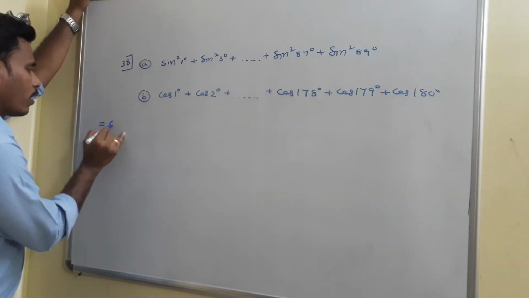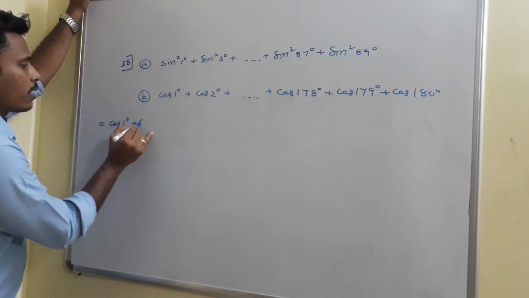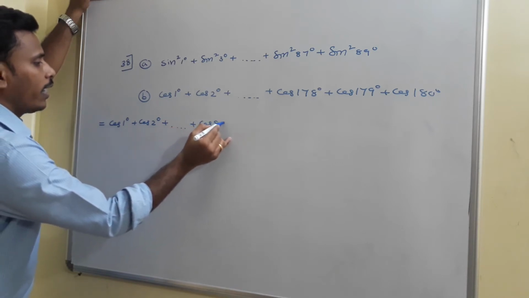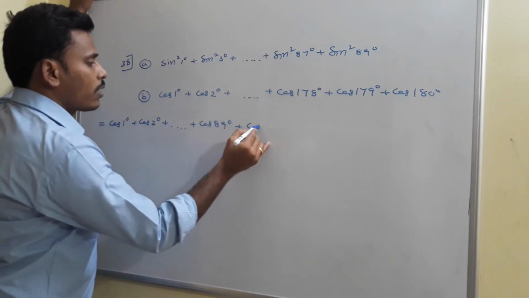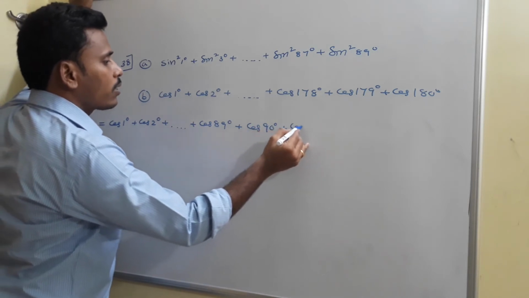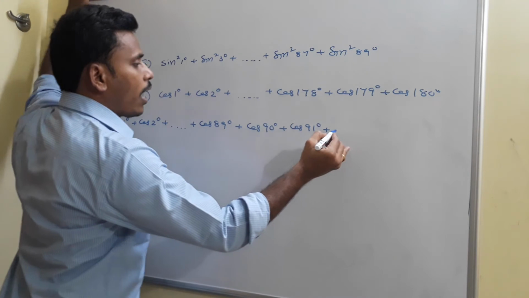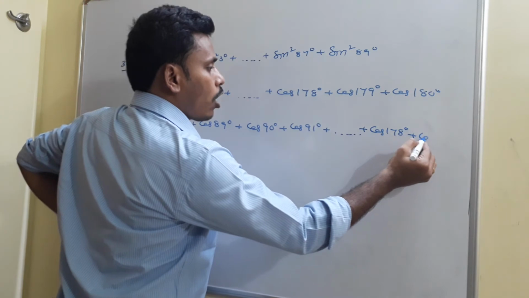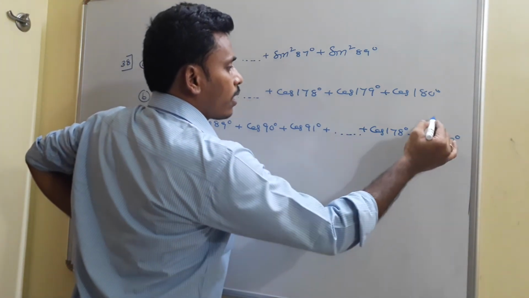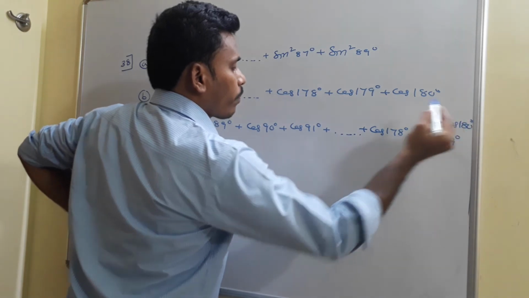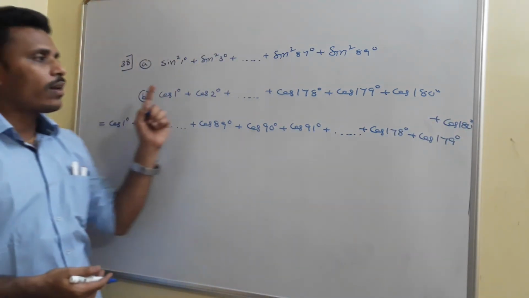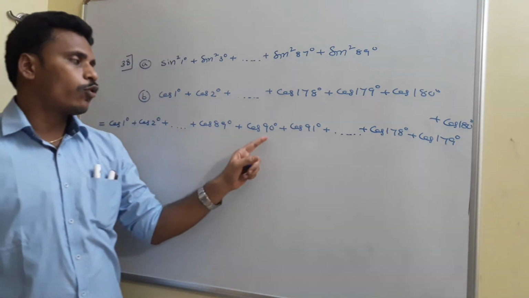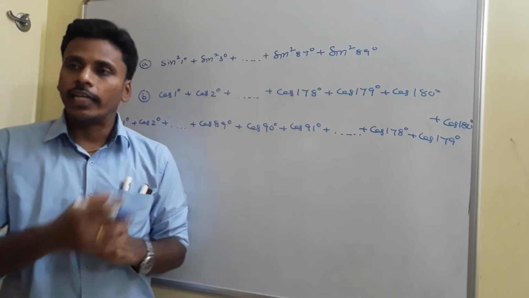That is equal to cos 1 degrees plus cos 2 degrees plus and so on, plus cos 89 degrees plus cos 90 degrees plus cos 91 degrees plus and so on, plus cos 178 degrees plus cos 179 degrees plus cos 180 degrees. Just there are 180 angles, 180 terms here. Just identify the middle one as cos 90. That's why the term before and the term after the middle term, everything I included.